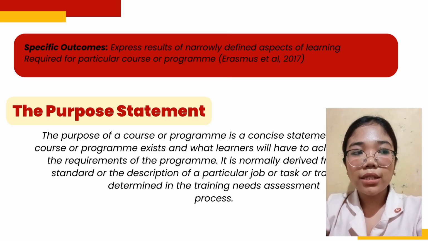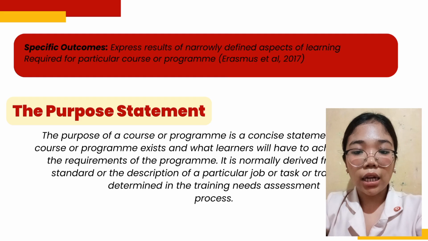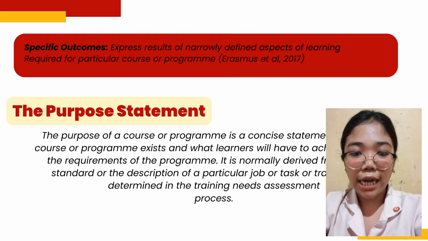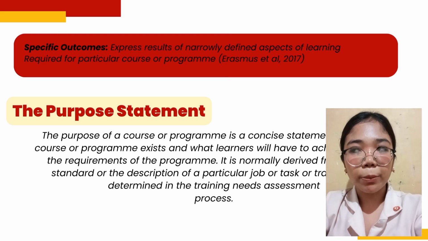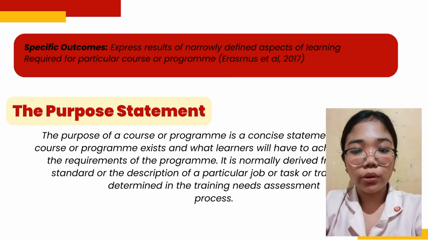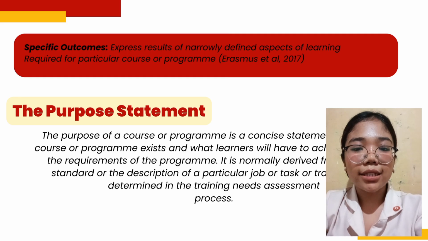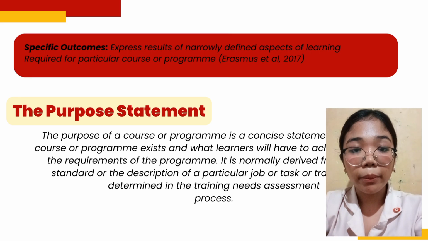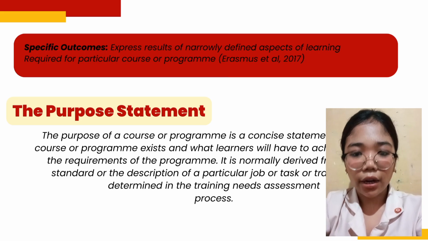It was defined by Erasmus et al. 2017 as a result of narrowly defined aspects of learning required for a particular course or program. So these are the detailed outcomes that are measurable, describing exactly what a learner should achieve. They break down bigger goals into clear, concrete skills and knowledge. For example, the student can articulate the mean, median, and mode of a data set accurately.